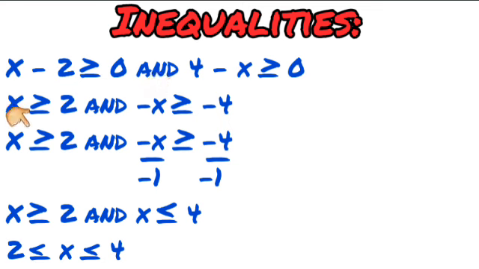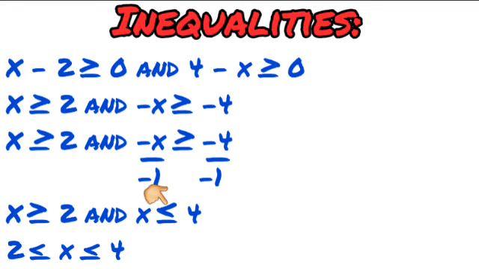Then on the other side, I'm pretty much sorted. x is greater than or equal to 2. And on the other side, I need to get rid of that minus before the x. So what do I do? I divide both sides by minus 1. Now the only rule that I think is very important for you to concern yourself with when it comes to inequalities is, when you divide by a negative number, that greater than or equal to sign is going to change to a less than or equal to sign.